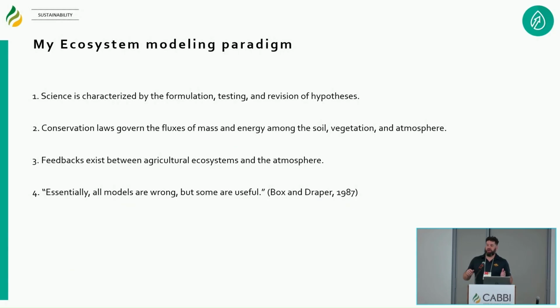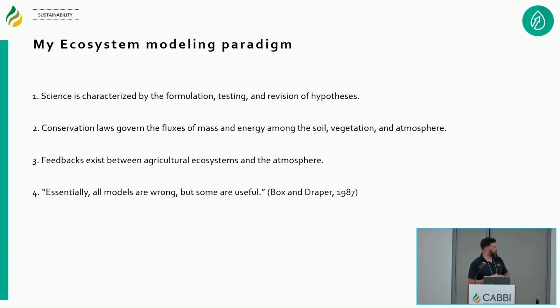To do so, there's a paradigm that our agricultural meteorology program uses to slice apart the thinking about science, and ecosystem models are basically a mathematical representation of this philosophy. Science is characterized by the formulation and testing of hypotheses. I'll give you examples of how we've used our models to test and formulate hypotheses. The conservation laws dictate the flux of mass and energy between soil, vegetation, and the atmosphere. There's feedbacks. I really wanted to put a thermal image in my talk that showed this. You're going to have to use your imagination because I didn't get it in the talk in time.